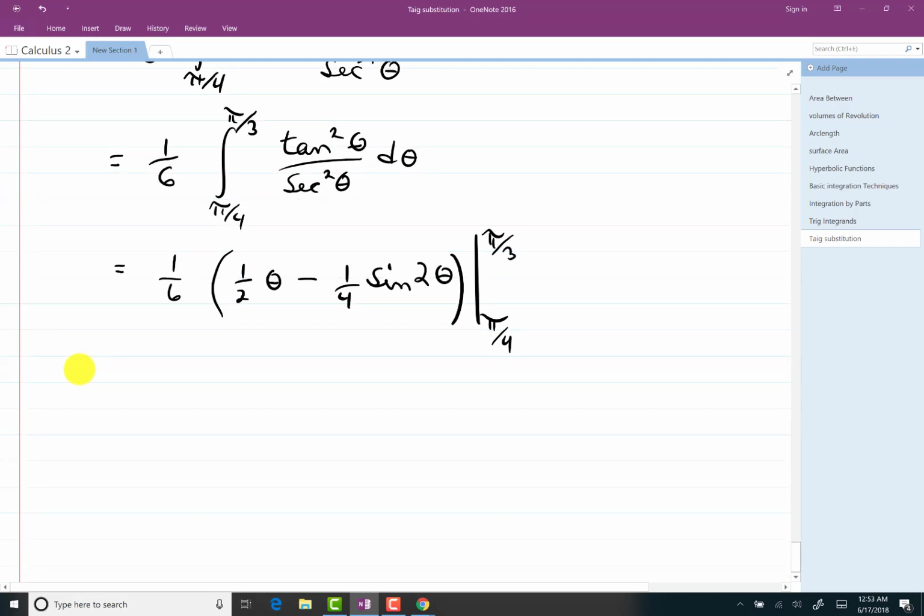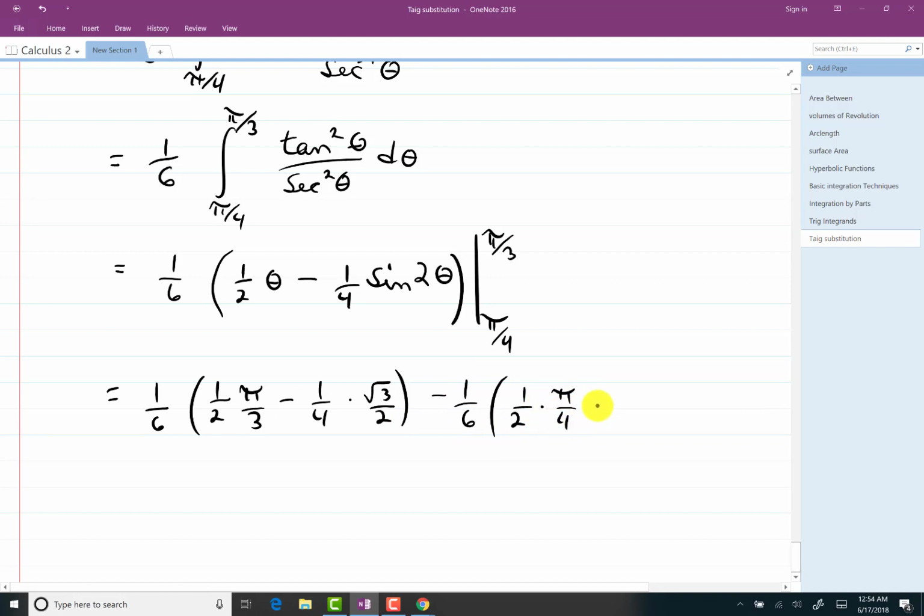And now I can just plug in the numbers directly. This is nice. You don't have to go back to x or anything like that. Now you're dealing with, these are theta values. I can just plug them right in here. I'll have 1/6 times 1/2 pi over 3 minus 1/4. What is sine of pi over 3 is radical 3 over 2. Sine of 2 pi over 3 is also radical 3 over 2. Now, if I plug in pi over 4 into 2 theta, I'll have sine of pi over 2, which is equal to 1.